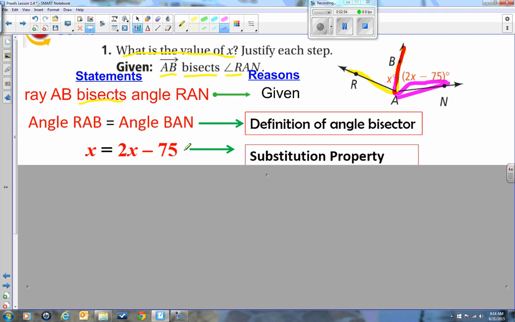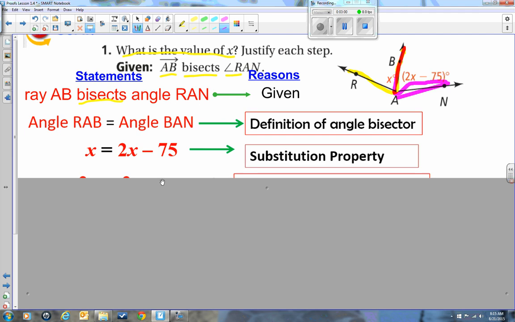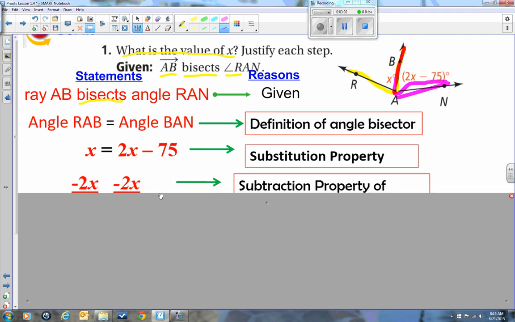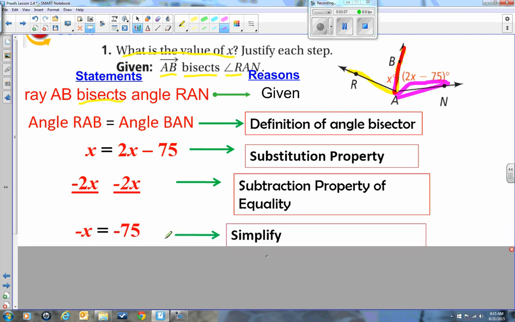Now I just simply use algebra skills. If it says x equals 2x minus 75, the next step I want to do is go ahead and subtract my 2x from both sides. If I subtract 2x from both sides, I'm left with negative x equals negative 75. Okay, so definition of angle bisector was the reason I wrote down the 2 angles equal. Then I substituted in the information from the diagram, so I write substitution. Then I subtracted 2x from both sides, so I wrote subtraction property of equality for that.